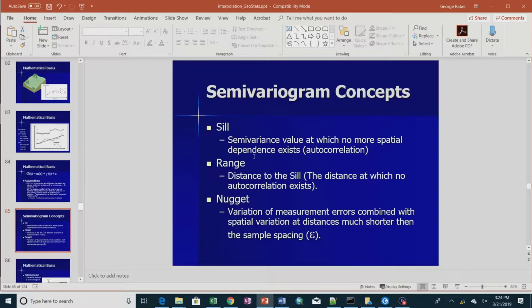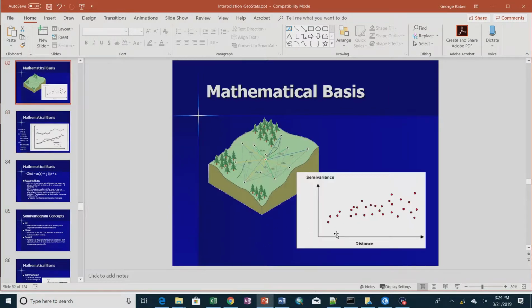The range is really important. The range is the distance to the sill, the distance at which no more spatial autocorrelation exists. That's what I talked about before. So the range is that place where it levels off.